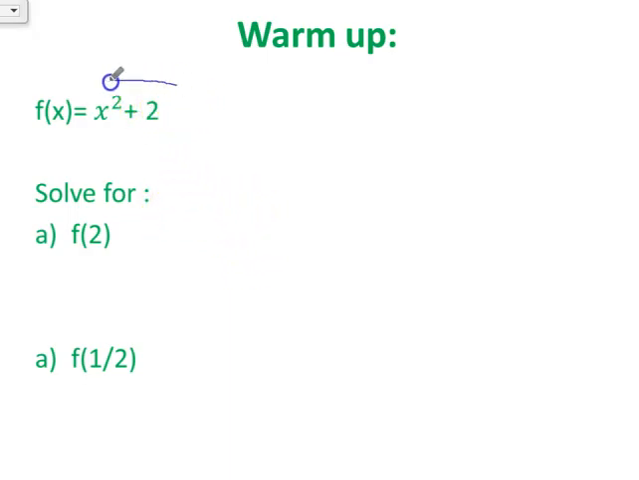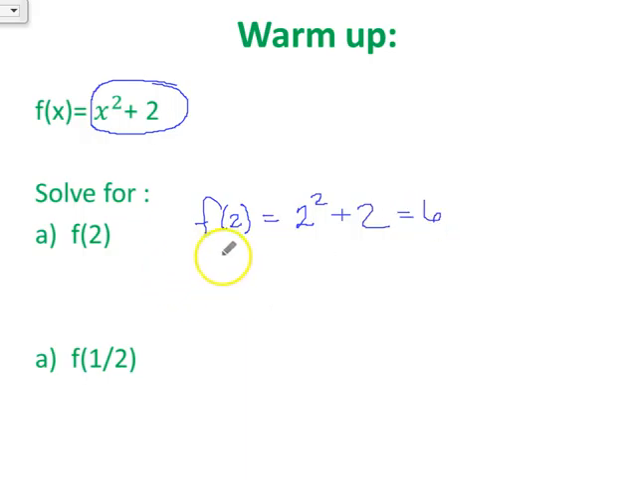All right, so the equation that we're plugging x into, given different values, is x squared plus 2. When we have f of 2, that tells me whenever I see an x, I'm going to plug in 2 and solve. So 2 squared is 4, 4 plus 2 is 6. So f of 2 would equal 6. What about when we have f of 1/2?